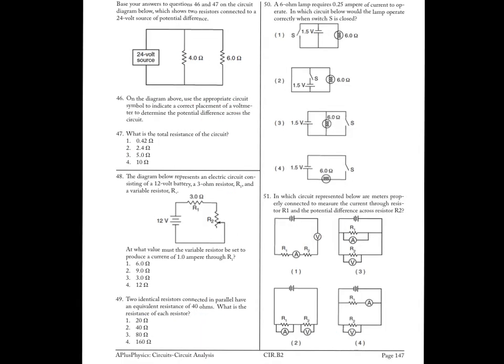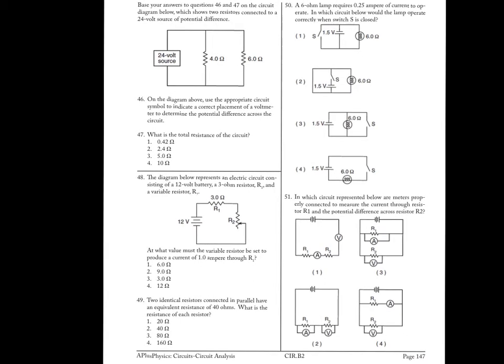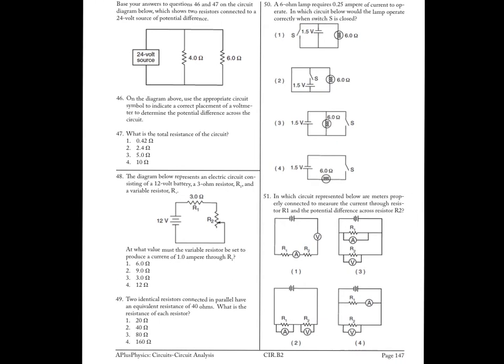Woo! Even more problems. On this side, we have 46 through 51. Alright. Here we have a parallel circuit. On the diagram above, use the appropriate circuit symbol to indicate a correct placement of a voltmeter. Oops. Let's use a different color. Let's go back to purple. I like purple.